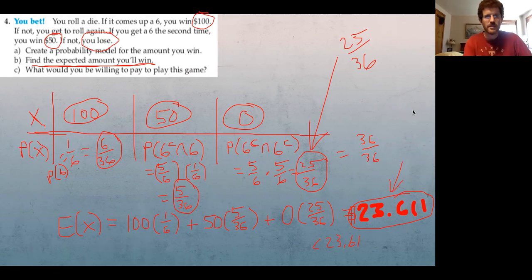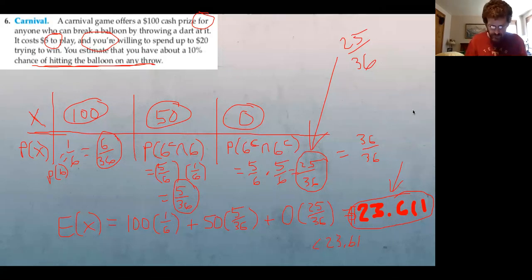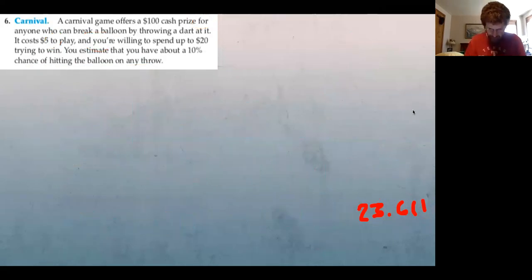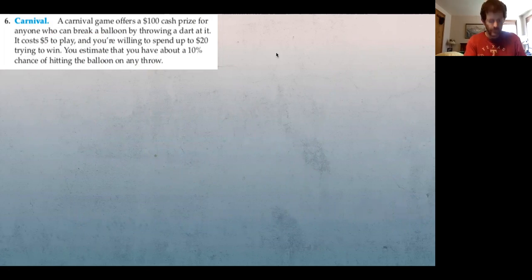So let's look at this one. This one gets a little more fun. Okay. We've got a carnival game that offers a $100 cash prize for anyone who can break a balloon by throwing a dart at it. Costs $5 to play. You're willing to spend up to $20 trying to win. You estimate that you have about a 10% chance of hitting the balloon on any throw.